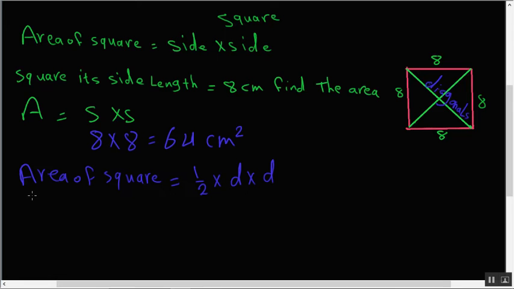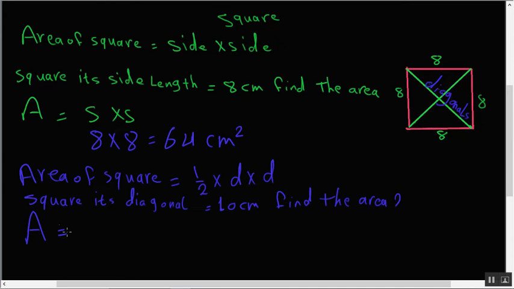If we have an example, if here he said a square, its diagonal equals 10 centimeters. Find the area. He wants to find the area. We'll say area equals half times d times d.